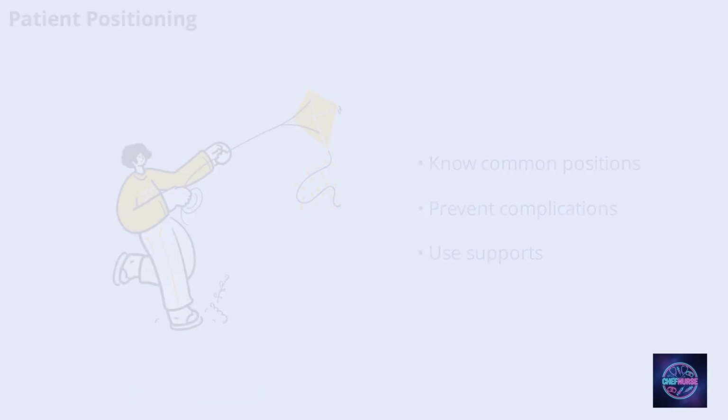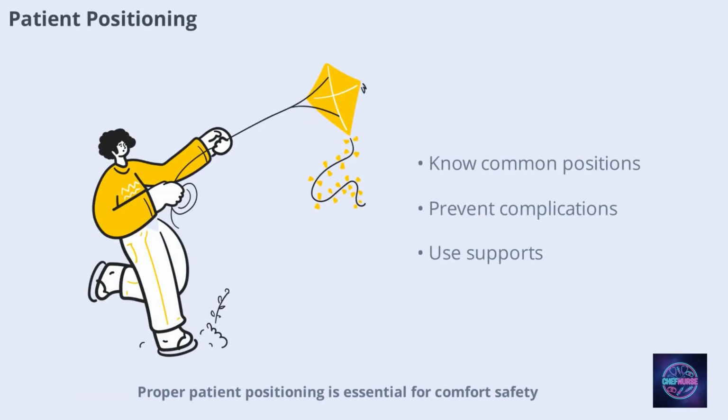Proper patient positioning is essential for comfort, safety, and effective treatment. The NCLEX may test your knowledge of positions like Fowler's, supine, or lateral, and when to use each. Positioning can prevent complications such as aspiration or pressure ulcers. Always assess patient needs and use supports as necessary.